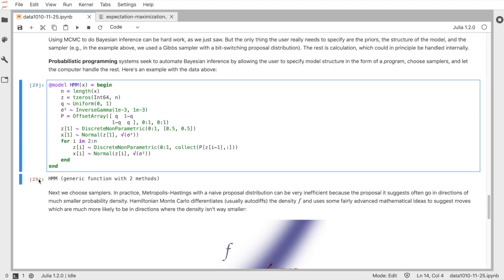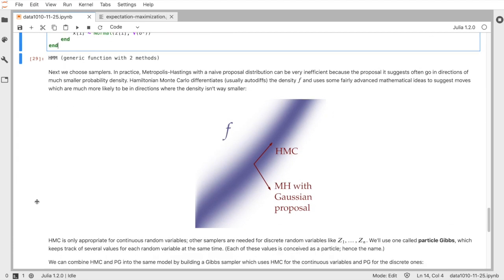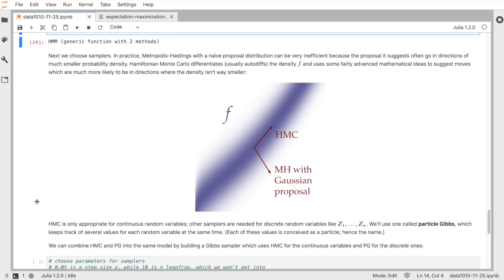So we do have to tell the system what samplers to use, and we're going to use a Gibbs sampler as we discussed because we have all these z's to loop through and q and sigma. Furthermore, the z's are discrete, so we'll have to propose switches to them in a different way than q and sigma squared. And we could just use plain vanilla samplers here, but I just want to mention a couple of more advanced samplers that are very common to use because they tend to be much faster than a naive Metropolis-Hastings that just uses something like a Gaussian proposal distribution.